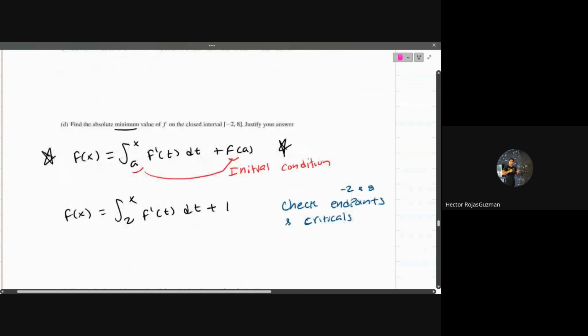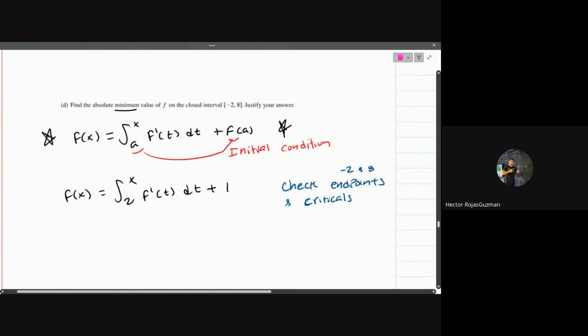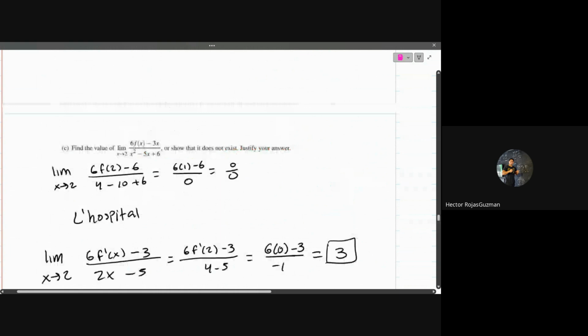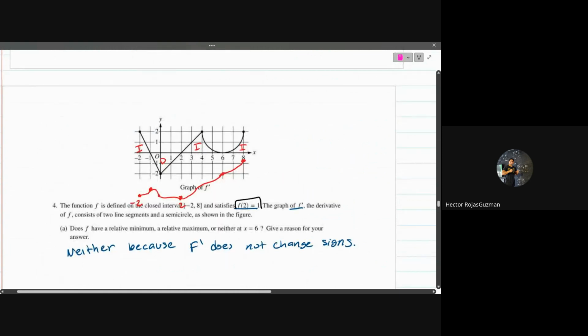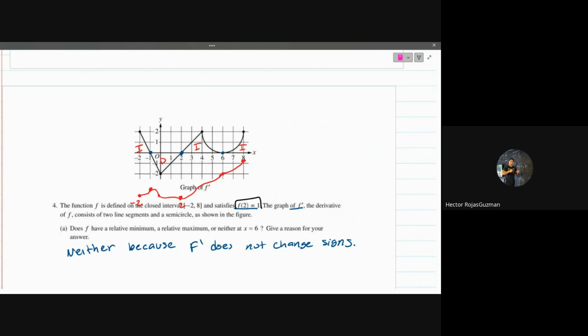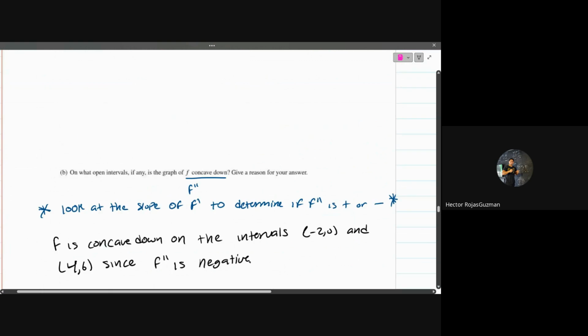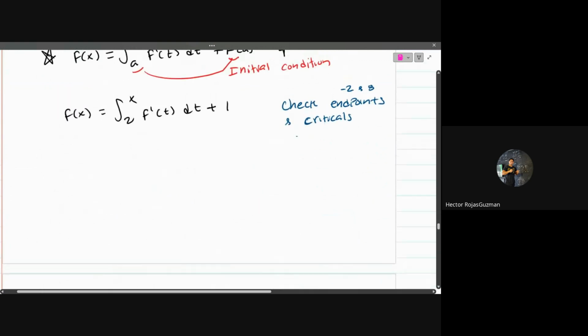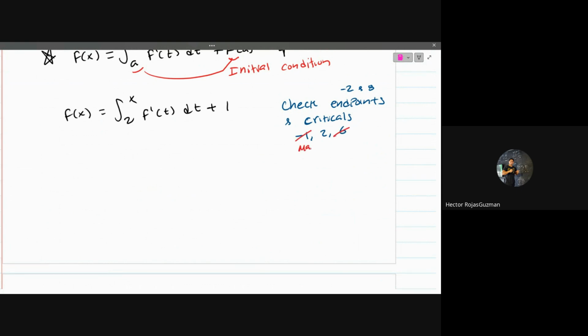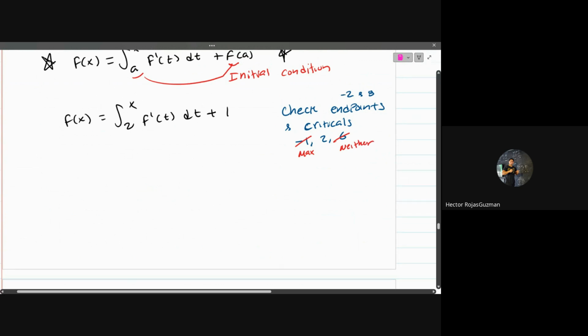Let me look at it again. Our critical points would be -1, 2, and 6. But we already identified that -1 and 6 are maximums, or neither. So I'm only really going to check 2, because we want the absolute minimum. We're going to ignore these because this one is actually a relative max, and this one is neither. So we're just going to check -2, 2, and 8. So this is how we do it.